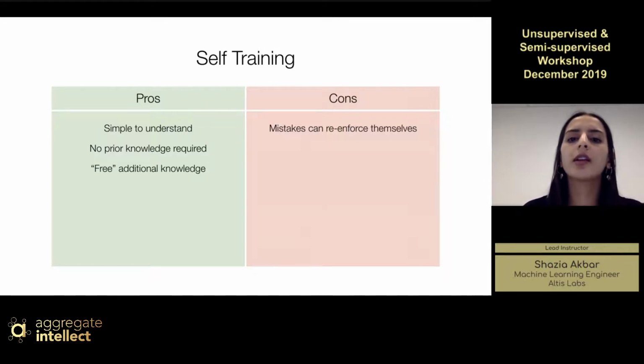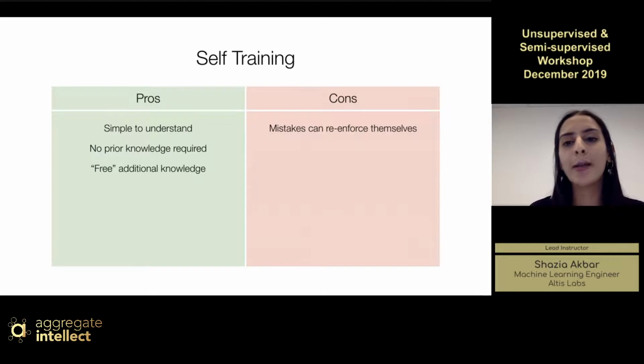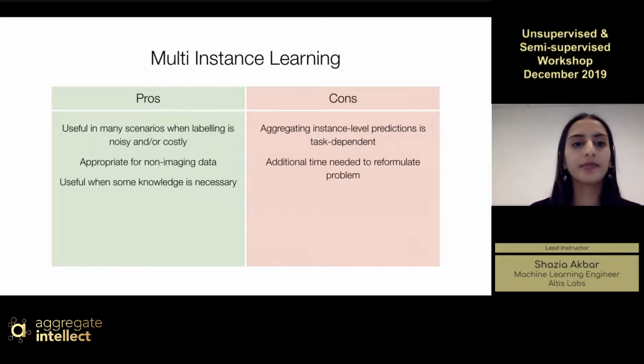The con here is that mistakes can reinforce themselves. So if you make a mistake earlier on in the training process, that'll just reinforce itself as training continues on, and there's really no way to get out of those mistakes once they're made. So do be careful with self-training. And usually if you have enough data, you can avoid making those mistakes in the first place.